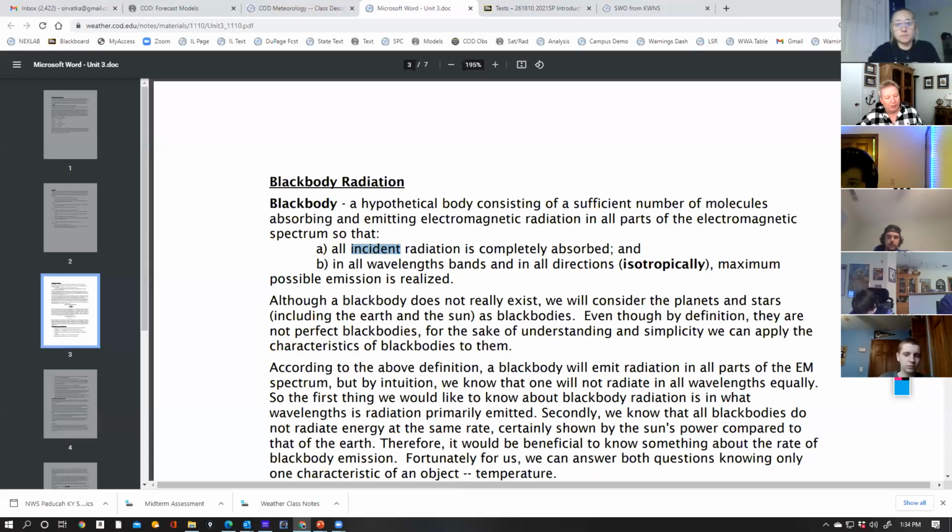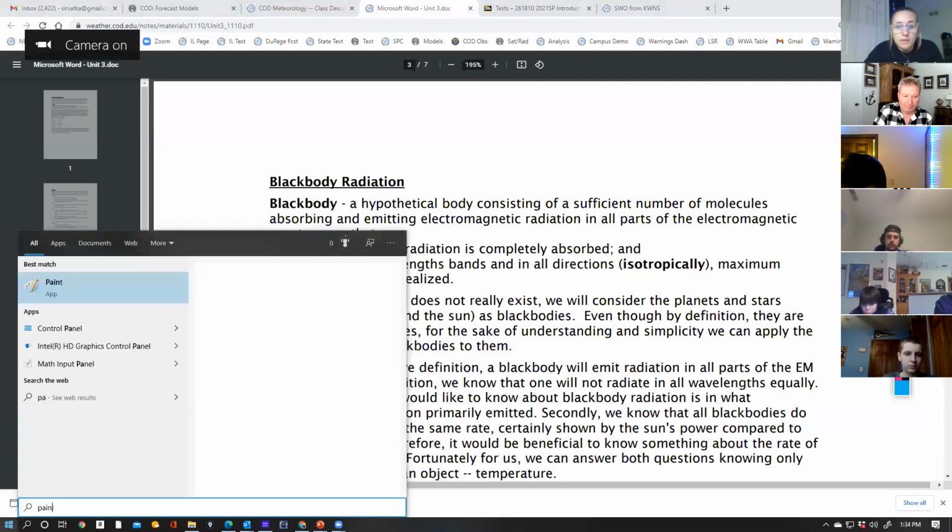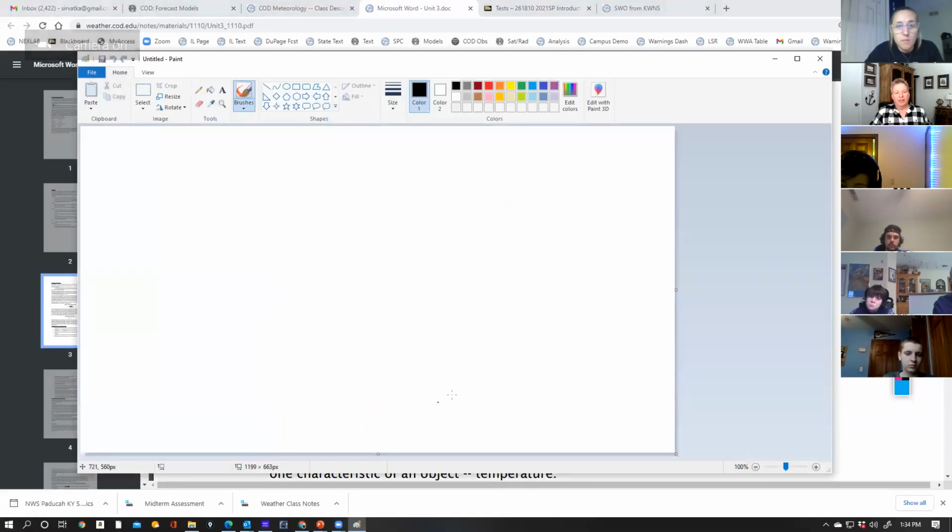So now let's talk about the nature of light. So I'm going to pull up Paint. Okay, so we can play with this for a second. Now, what is white light? What's white light?